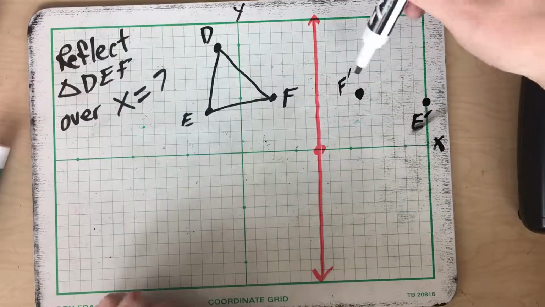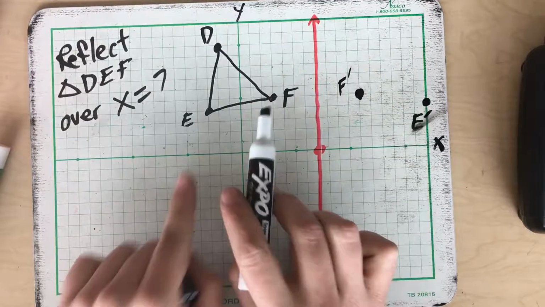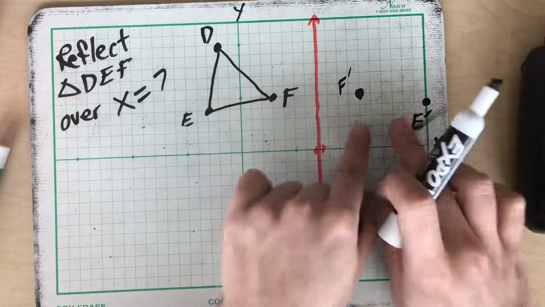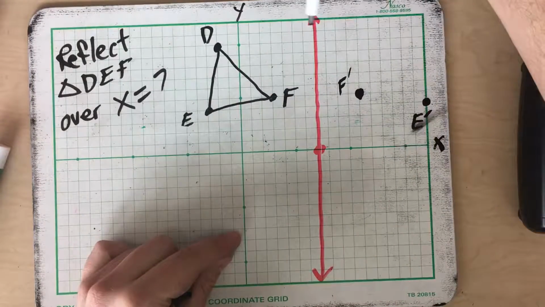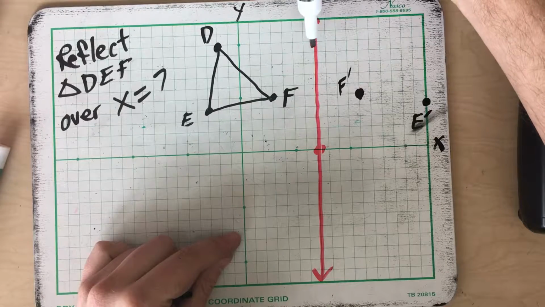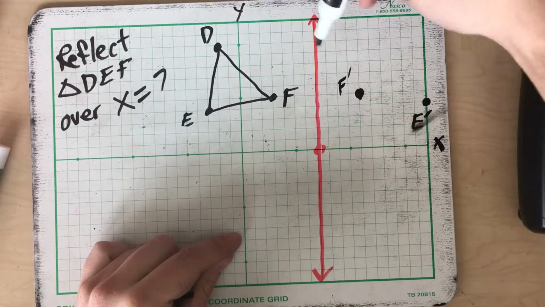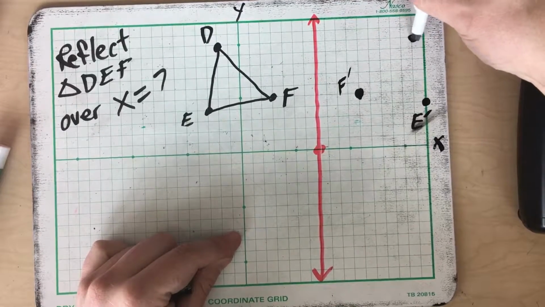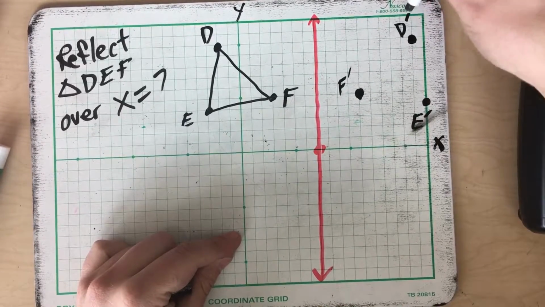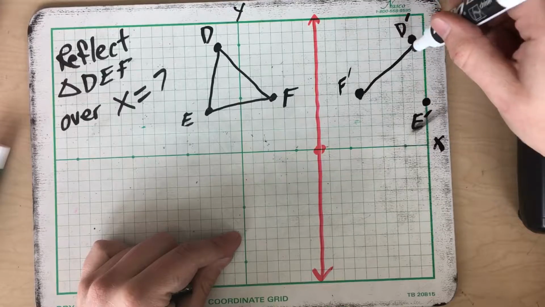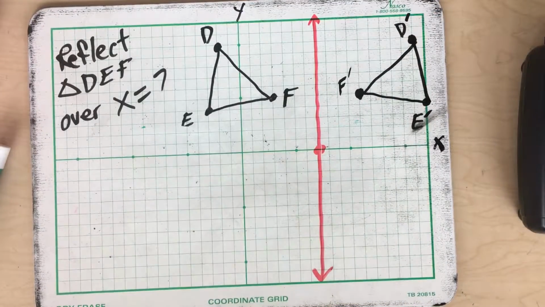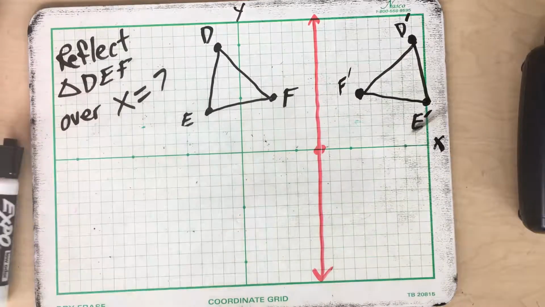Make sure you're labeling your points with these primes because we need to know that this is our pre-image and this is our image. So this is what we started with, this is what we're ending with. Let's see here. For D, I am over 2, 7, 8, 9. So 9 over. My new point D prime is right up here. Connect the dots. And you've got your reflected triangle. So there you have it. Horizontal and vertical reflections. Thanks for watching.